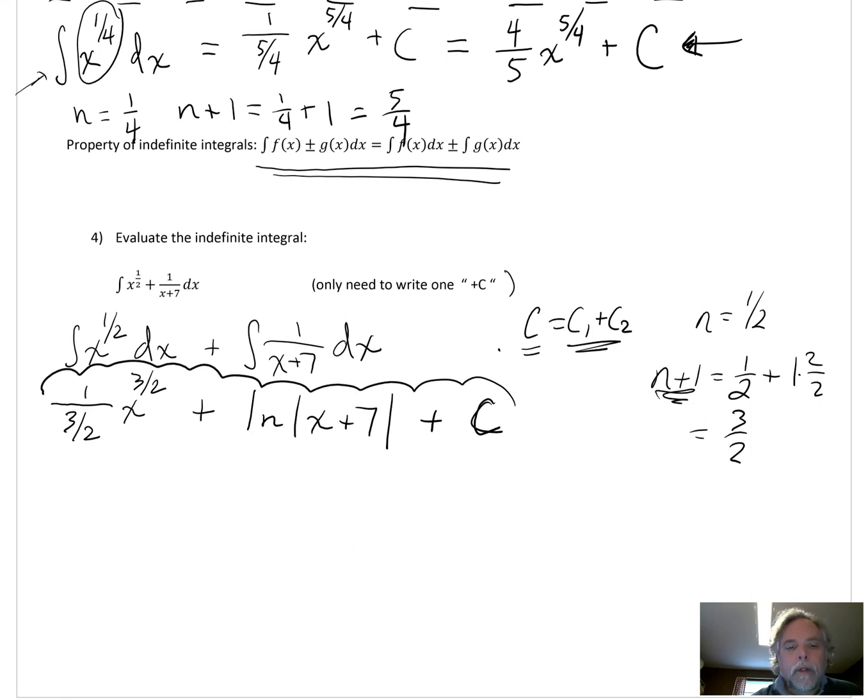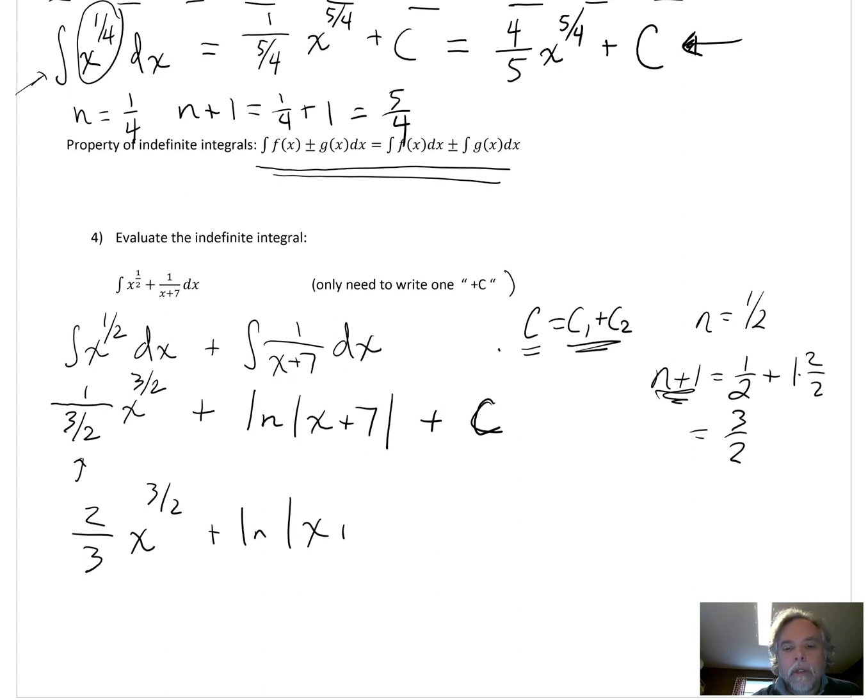Oops, I didn't quite finish that. Let's see. We've got to clean this up just a bit. Now 1 over 3/2 is 2/3. So we have 2/3 x to the 3/2 plus the natural log of the absolute value of x plus 7, plus c.